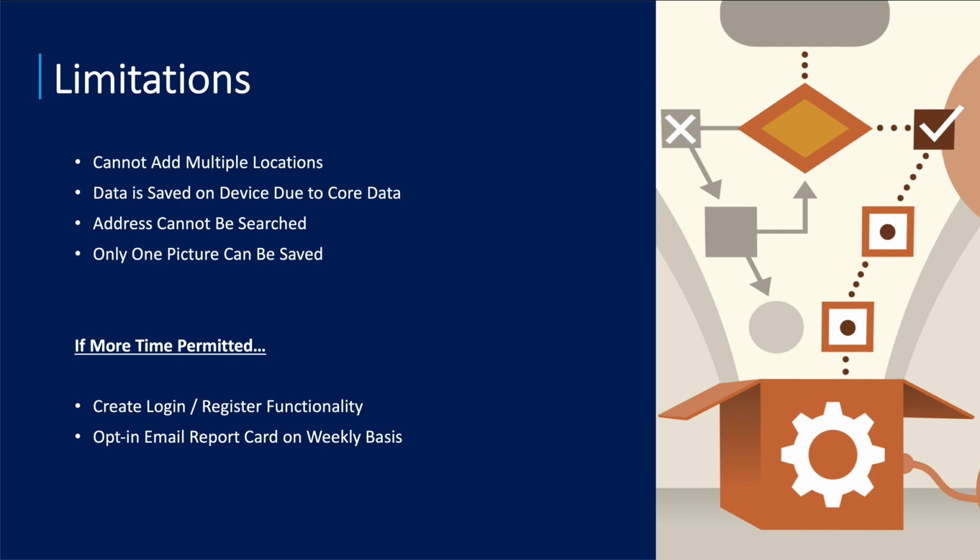So this does add some limitations. Say if a user would like to share his task list to a peer, that will not be able to happen because of this limitation. Additionally, addresses cannot be searched individually. It has to be the location name or maybe a location type. That way it can intuitively look within the application. And also, only one image can be saved at the time.